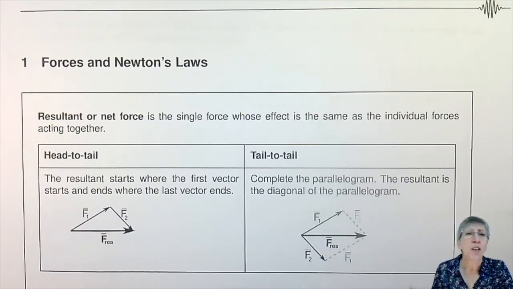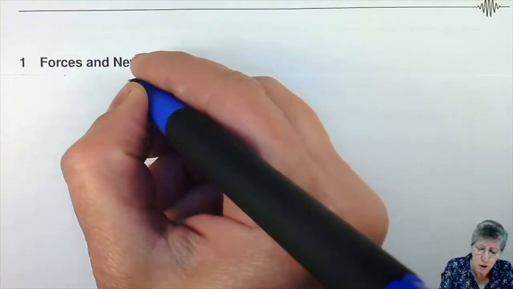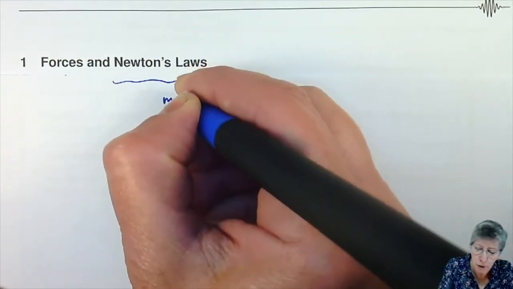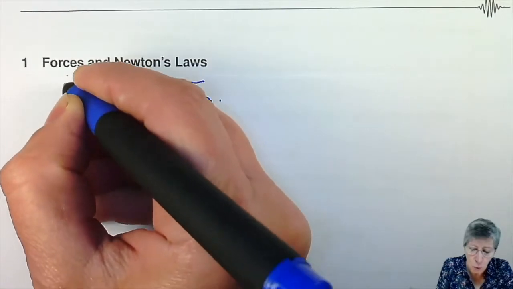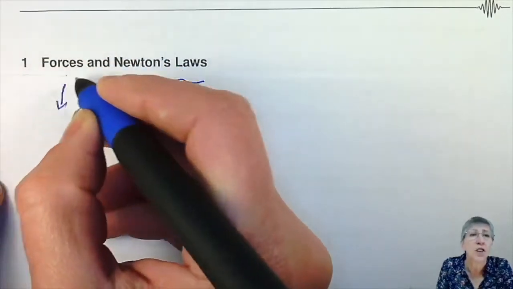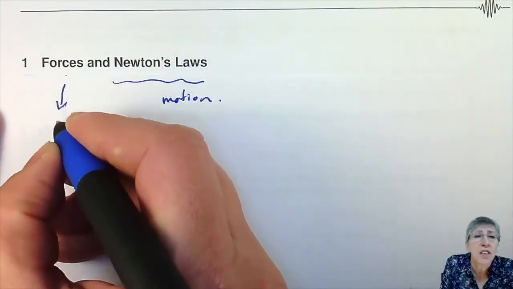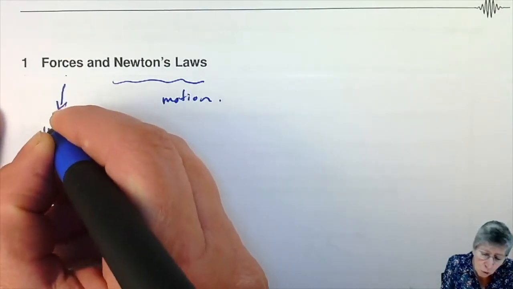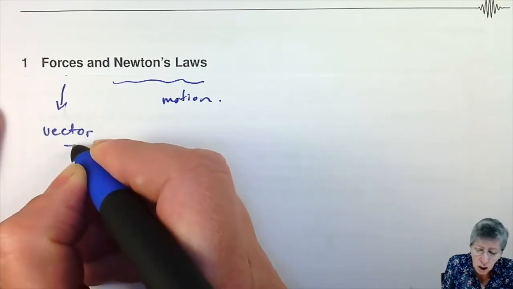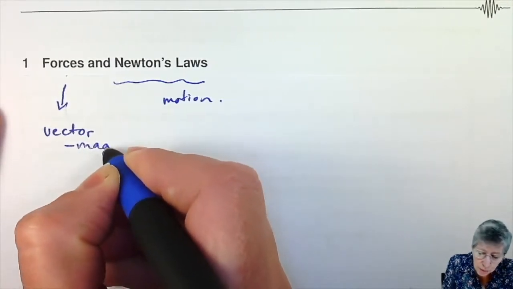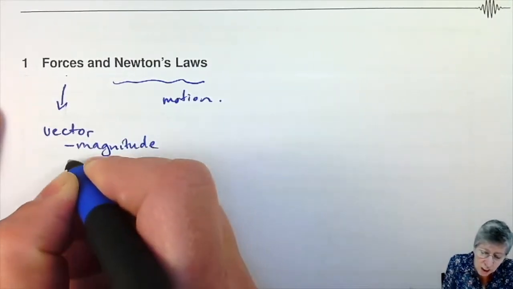Now, when we look at Newton's laws, they are all laws about motion, right? So they're all talking about motion, and that the motion depends on the forces working on that object. So now we need to consider forces. First thing you need to remember is a force is a vector, right? And that means it's got magnitude and it's got direction.